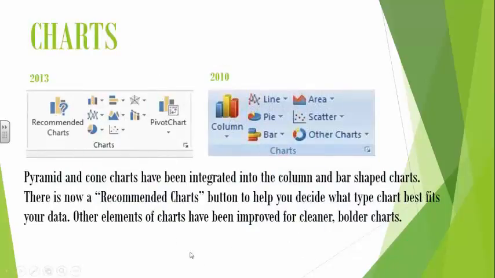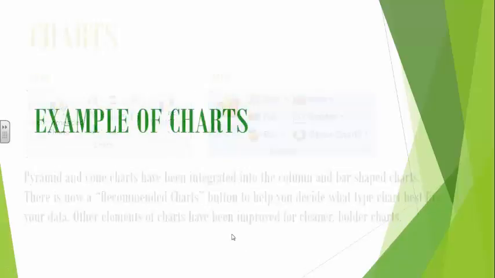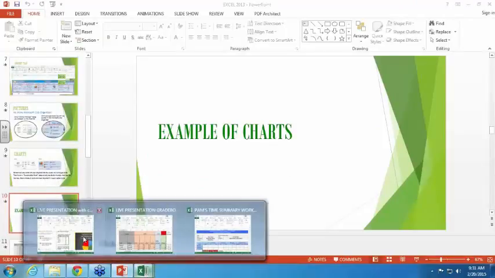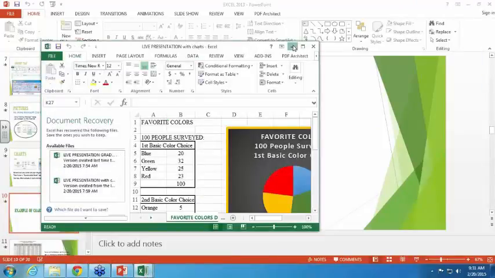Charts. They integrated several kinds of charts. The pyramid and the cone chart are now in the column and bar shaped charts. There's a recommended charts button to help you decide which chart would better fit your data. Now, charts is something I don't know a whole lot about, but I managed to figure out a couple so that we could look at them.